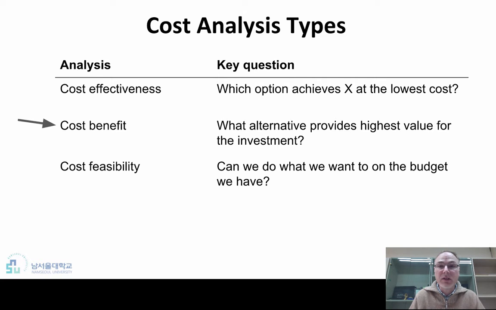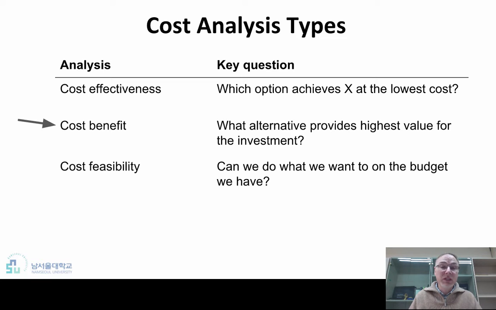Cost-benefit analysis, on the other hand, can evaluate policy options or projects that have different outcomes and can have different investments. This answers the question, which of these options provides the highest value for the investment? And the third analysis is called cost feasibility analysis. Essentially, can we do what we want to do on the budget that we have or that we can secure?